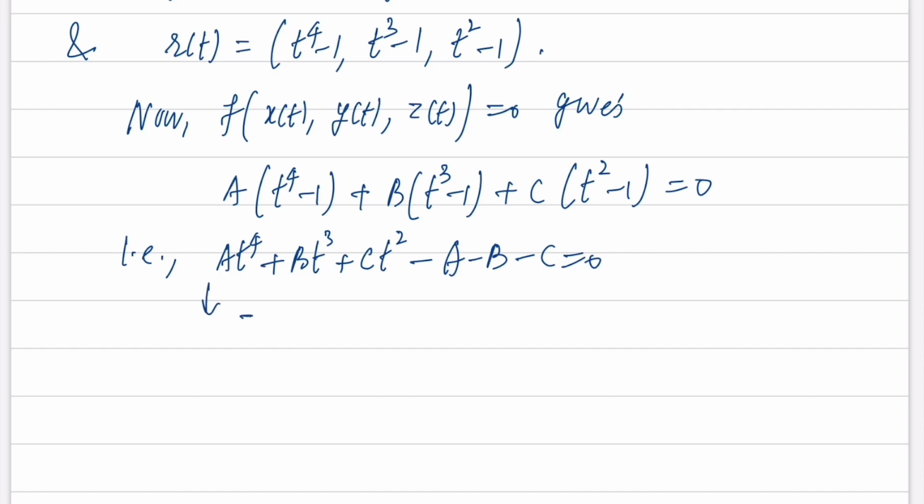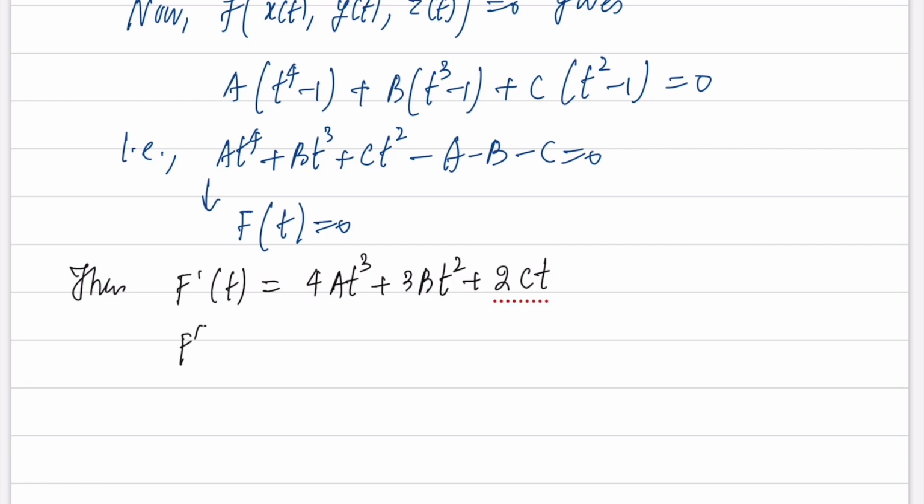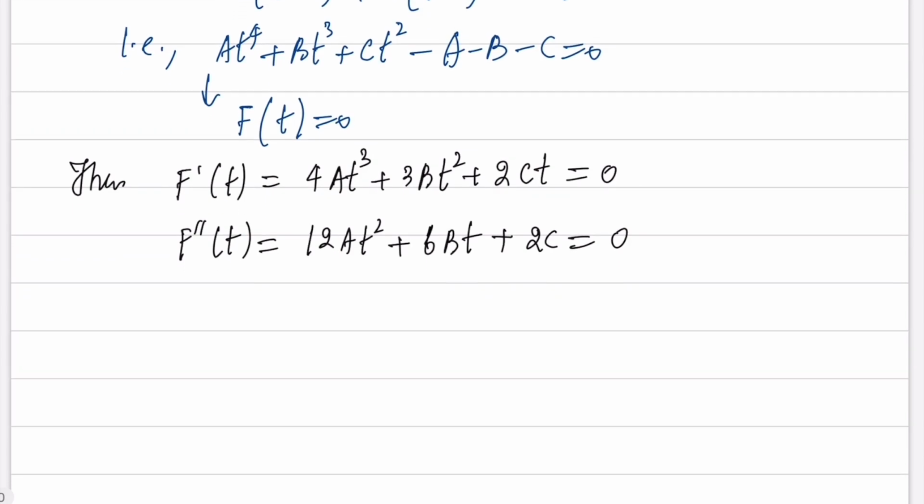Let's call this function capital F(t). Then we have to find the common solution, so we shall evaluate F'(t), which is equal to 4a t^3 + 3b t^2 + 2c t. F''(t) is equal to 12a t^2 + 6b t + 2c. Now let's equate both of these equations with 0 and find the values of a, b and c from them.